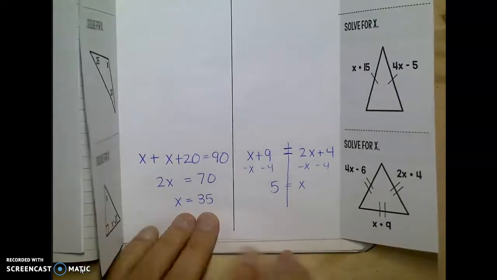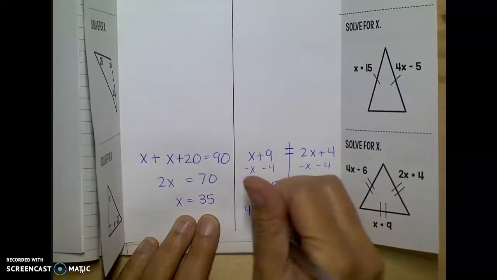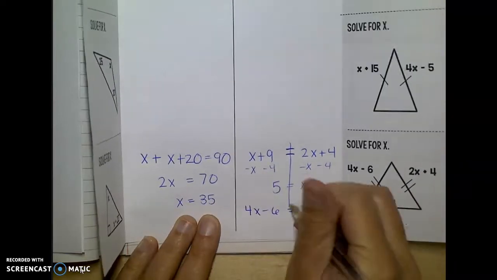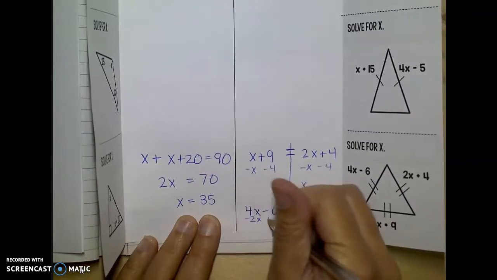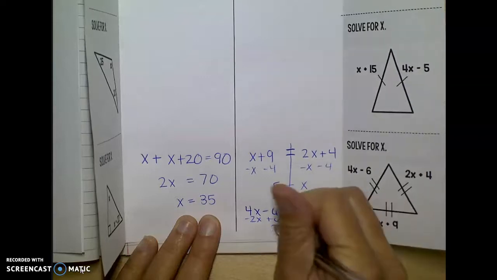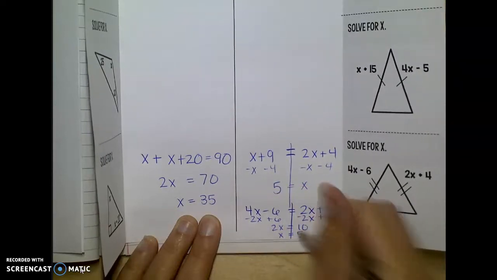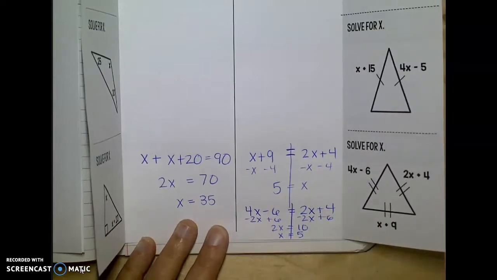But I do want to just show you, I could have picked these top two, so 4x minus 6 equals 2x plus 4, and gotten the same thing. So I would subtract the 2x, add the 6, and get 2x equals 10, and then divide, and so I still get 5. So I just wanted to show you, either way, you get the right answer.